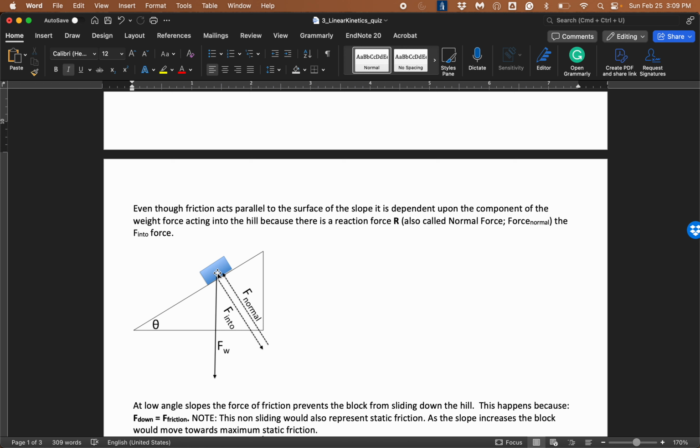Okay, so we have this parallel force down across the surface, that vector component. Let's talk a little more about the force into the surface that's perpendicular. For every action, there is an equal and opposite reaction. We know that's one of Newton's laws. So we have this normal force coming back up perpendicular to the surface, also called reaction force.